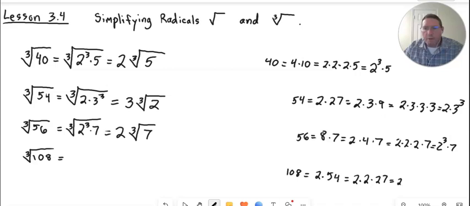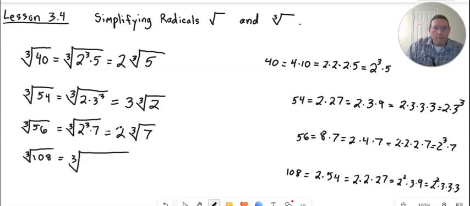27 is 9 times 3. So this is now 2 squared. I'm going to leave it as 2 squared times 3 times 9. Okay, and then 9 is 3 times 3. So we have 2 squared times 3 times 3 times 3. So what we have here is the cube root of 2 squared times 3 to the third power.